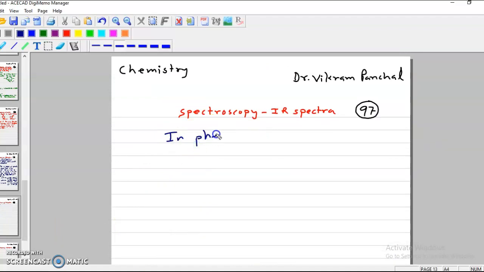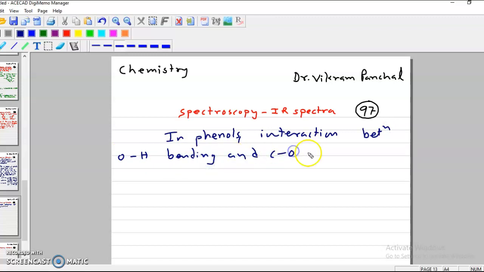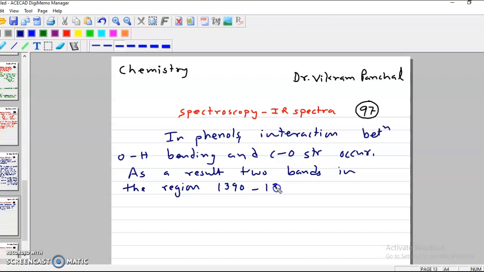In phenols, interaction between OH bending and C–O stretching occurs. As a result, two bands in the region 1390 to 1330 cm⁻¹ and 1180 to 1160 cm⁻¹ are obtained. So normally in case of phenols also we observe a doublet, or two different bands.